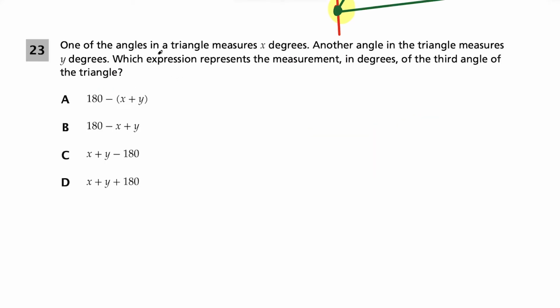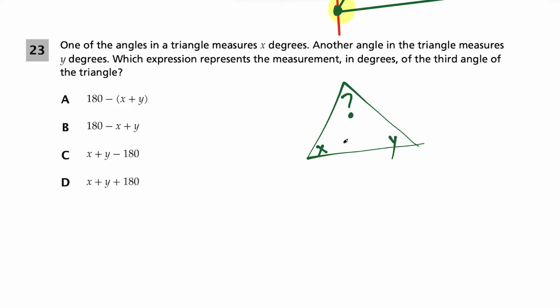Question 23, one of the angles in a triangle measures x degrees. Another angle in the triangle measures y degrees. Which expression represents the measurement in degrees of the third angle of the triangle? So for this one here, if you could kind of imagine what's going on, we have this triangle, let's say over here, and we're not drawing this necessarily to scale or anything. We're just going to say this angle is x, this angle is y, and we want to find the mystery third angle. Well, we should know that the sum of the three angles of a triangle is 180 degrees.